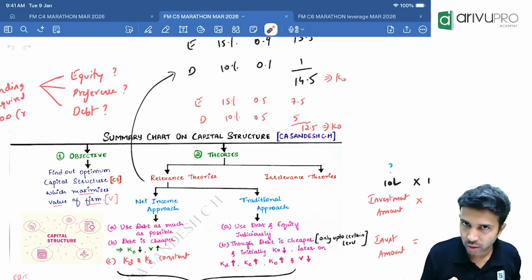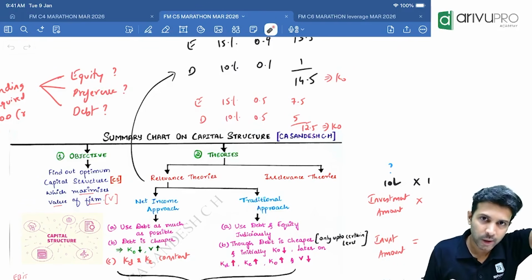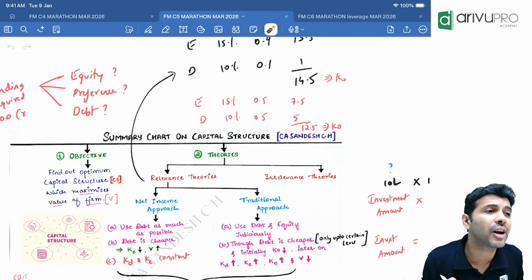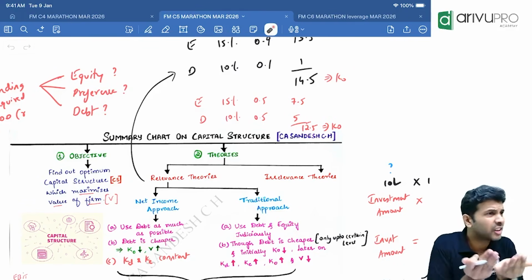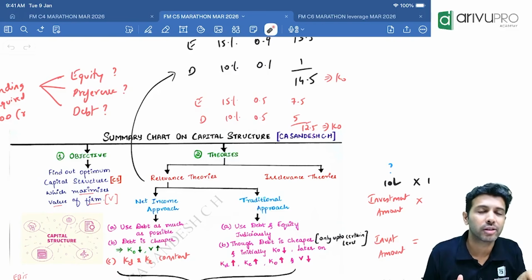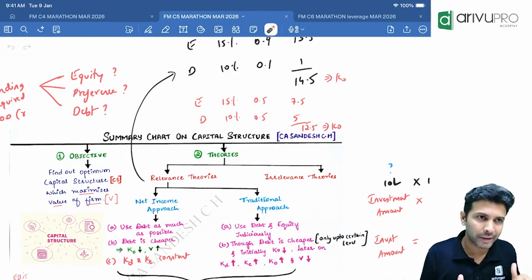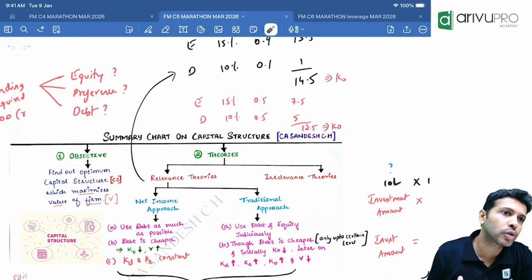Now, equity shareholders take more risk compared to the debenture holders, and risk and return go hand in hand. If you are taking more risk, you will expect more return. So, which is a more costly source of finance? Cost of equity will be greater than cost of debt. Debt is a cheaper source of finance. All of you with me on this?